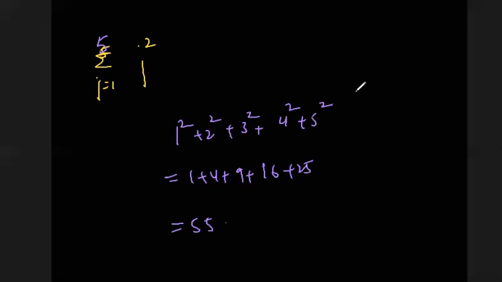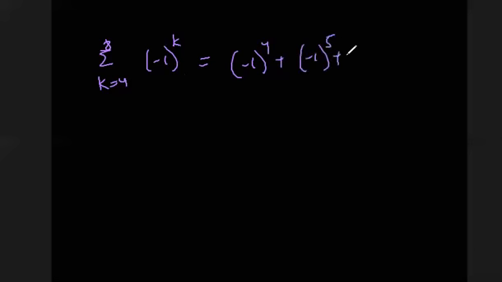Similarly, we can take another example as k is equal to 4 to 8, minus 1 power k. So basically over here I have the same term minus 1 and I am supposed to write it in powers of 4, 5, 6, 7, 8 and find the summation. So this can be written as minus 1 power 4 plus minus 1 power 5 plus minus 1 power 6 plus minus 1 power 7 plus minus 1 power 8.